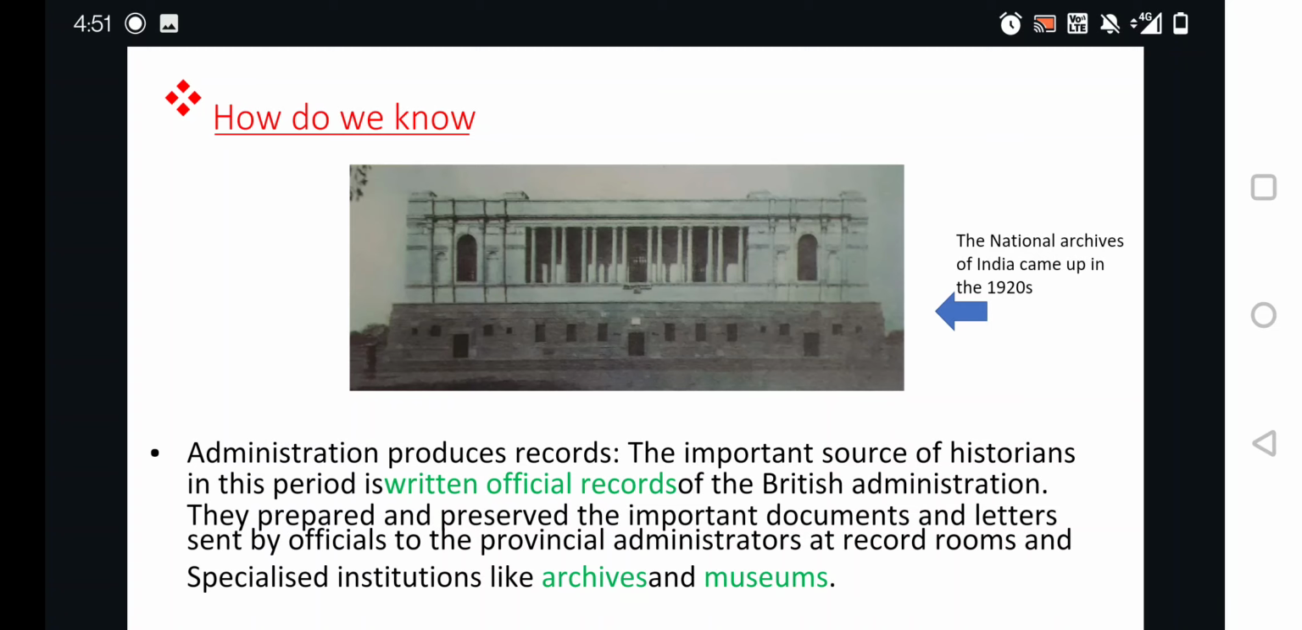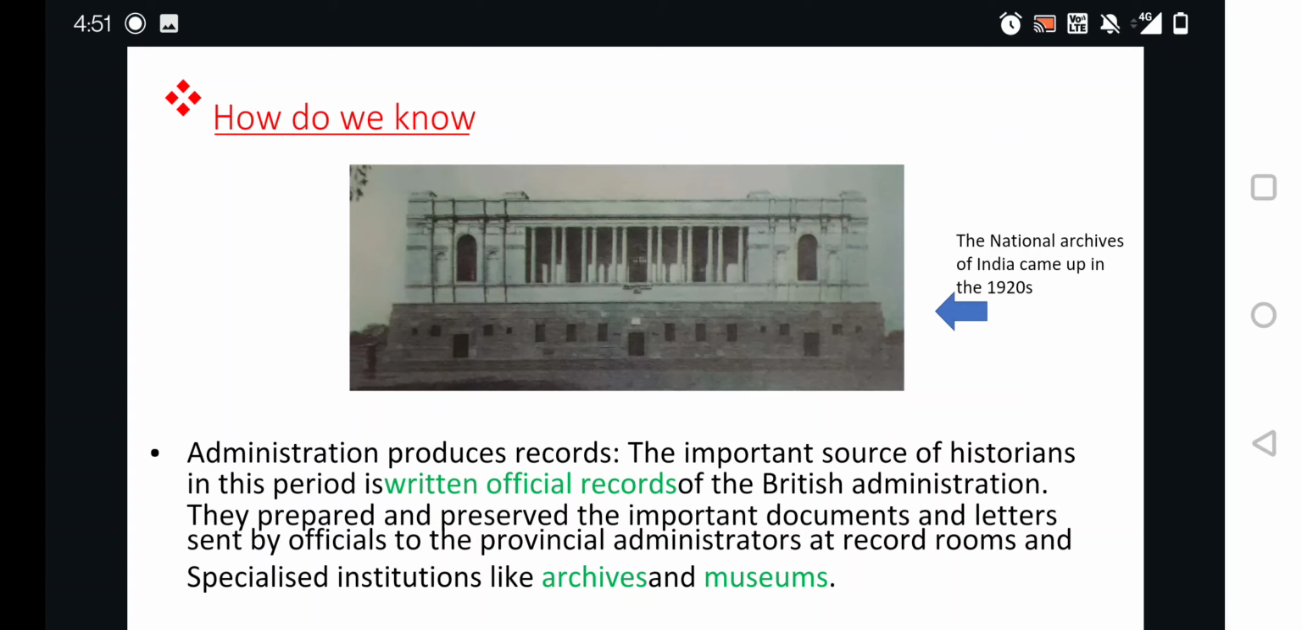So how did we know about all this? What were the sources of it? From where did we learn? So there's a picture of the National Archives of India. It was established in Delhi in 1926. Earlier it was known by some other name. That was the Imperial Record Department. It was in Calcutta. So there is a history of this also. Recently I visited this, so I have put a blog of this on my channel, so you can see that also.